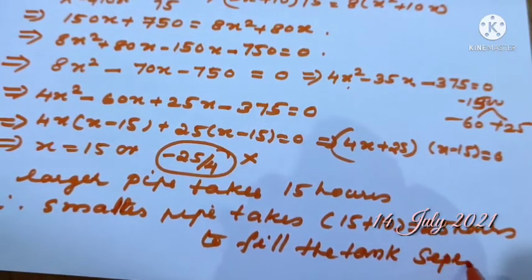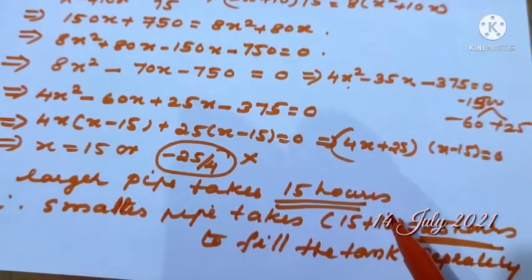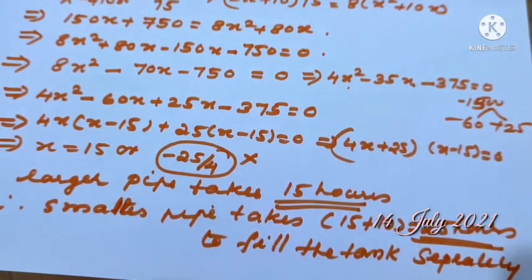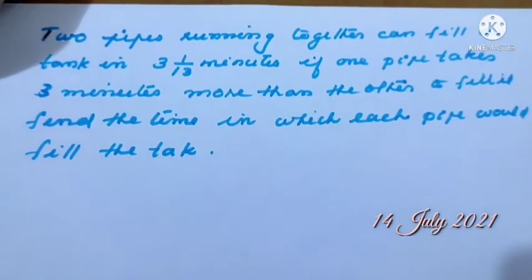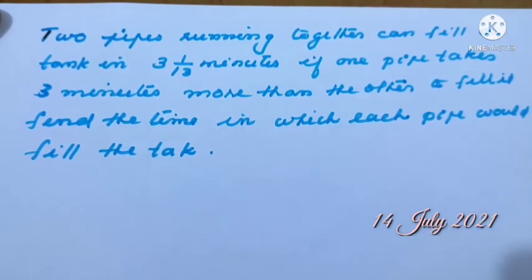Separately, usually this type of sum, that is 2 pipes and all, the children feel a little bit difficult. So one more similar sum I am giving here. 2 pipes running together can fill a tank in 3 integer 1 by 13 minutes. If one pipe takes 3 minutes more than the other to fill it, find the time in which each pipe can fill the tank.